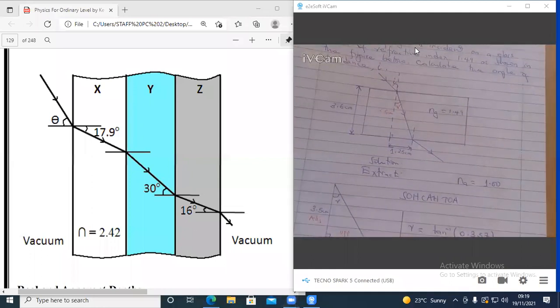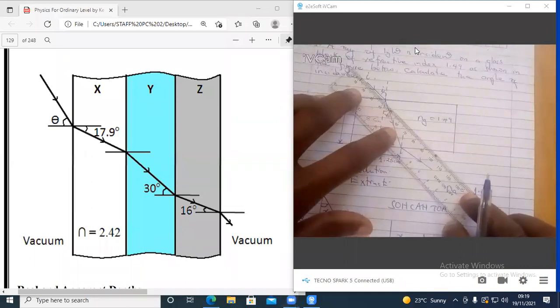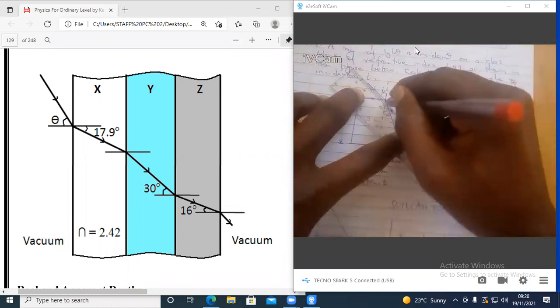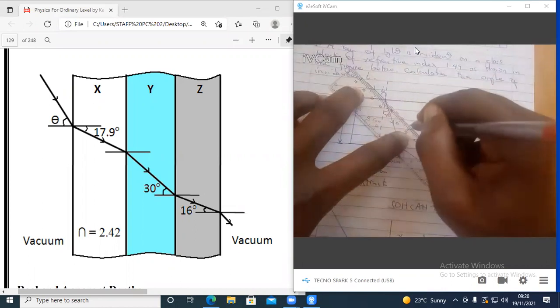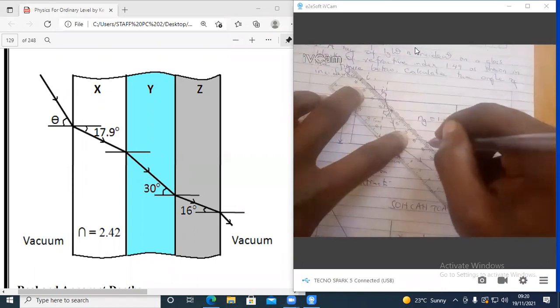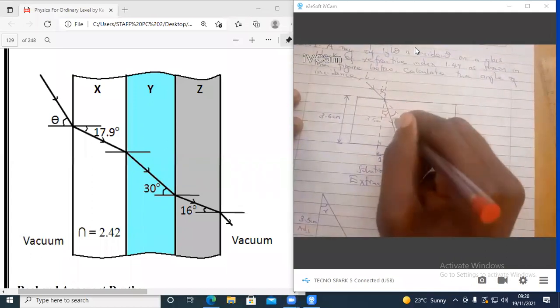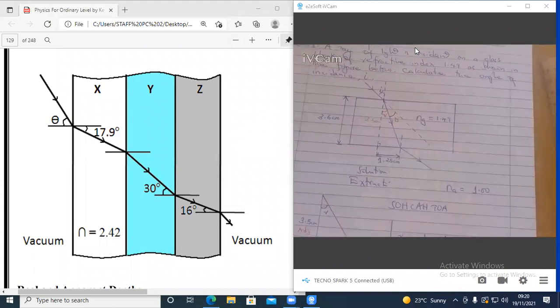Members, what if they were asking for the deviation? Assuming they were asking for this angle here, the angle of deviation. Members, are we seeing that? So angle of deviation will be this one here. So this will be our angle of deviation, D. So how are we going to find that angle D?